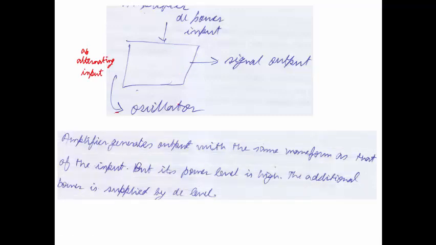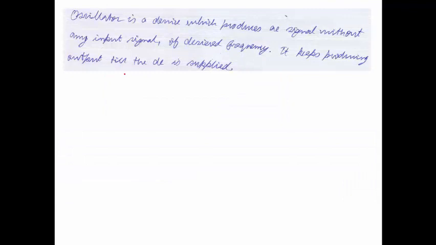So an amplifier generates output with the same waveform as that of the input, but its power level is very high, so the additional power is supplied by the DC level. So in case of an amplifier, the additional power is supplied by the DC level, but at least it has the similar waveform which we put at the input to be amplified at the output. But here, an oscillator is a device which produces an AC signal without any input signal.